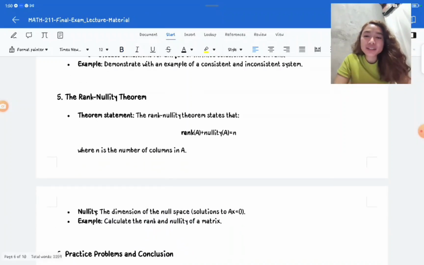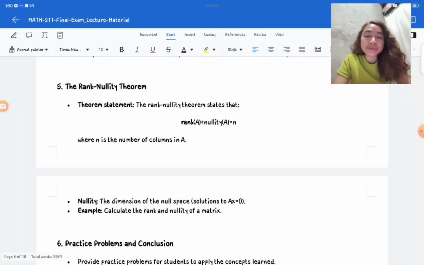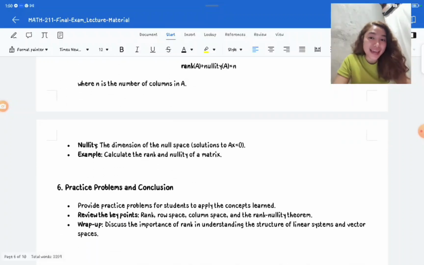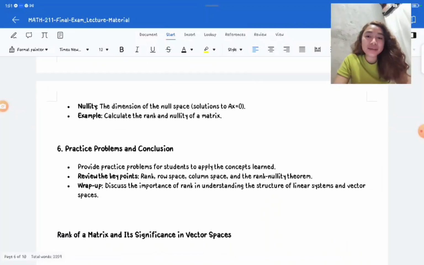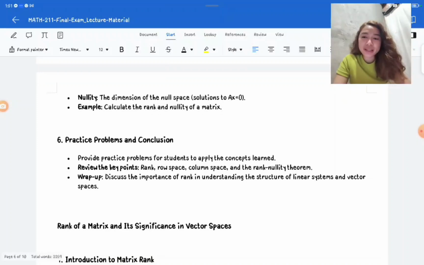Now the rank nullity theorem. The theorem states that rank A plus nullity A is equal to n, where n is the number of columns in A. So what is nullity? It is the dimension of the null space, or the solution set of AX equal to 0. For example, we can calculate the rank and nullity of a matrix.